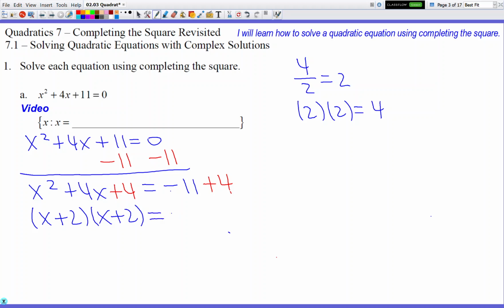Okay? So on the left side we get the two exact parentheses. On the right side we're going to get negative 7. So let's clean up that left side. We're going to write x plus 2, just one of them. We're not going to write the 2 anymore. We're just going to write one of them, squared, equals negative 7.